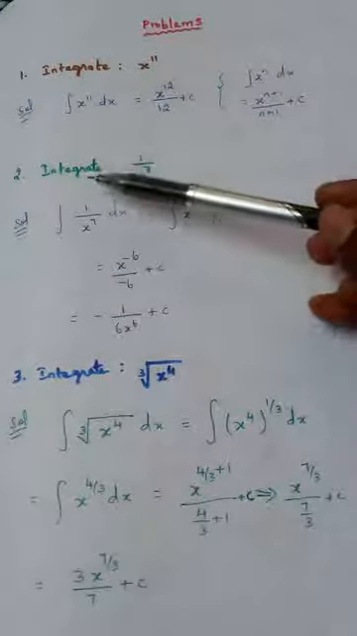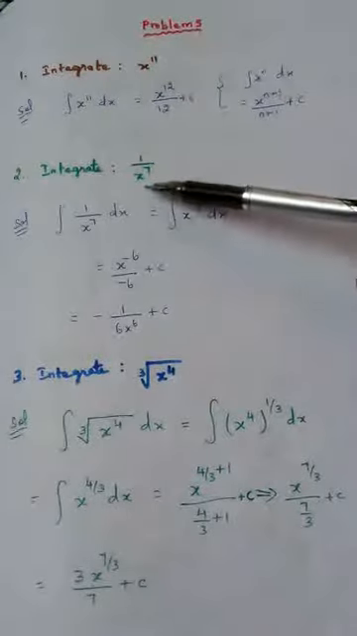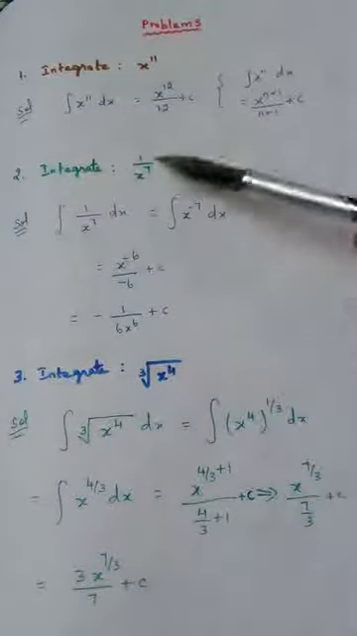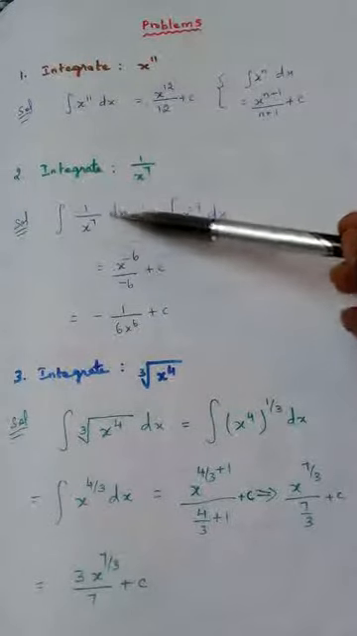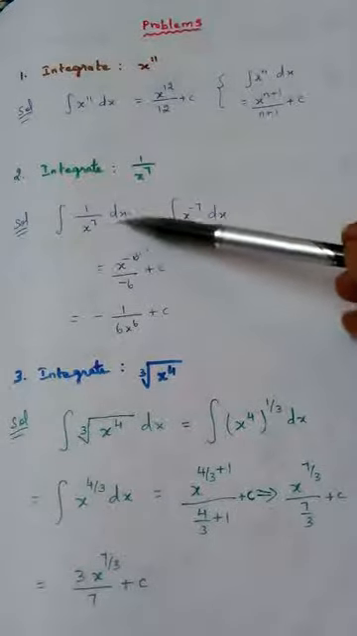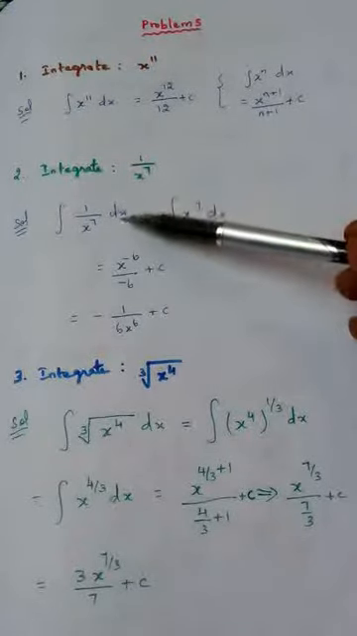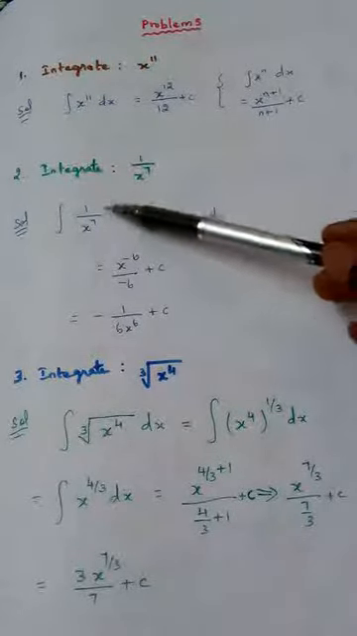Problem number 2. Integrate 1 by x to the power of 7. So we are writing integral 1 by x to the power of 7 dx. Why we are writing dx? Because we are integrating with respect to x. To say that, we should write dx.